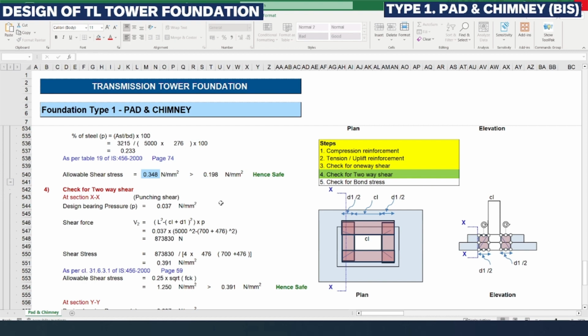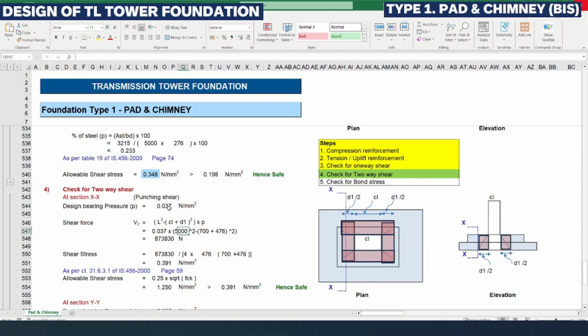If we are going to punch a paper using a punching machine, there will be some stress around the circumference so that the paper can make a hole after pressing the punching press. This kind of action we call two-way shear or punching shear.